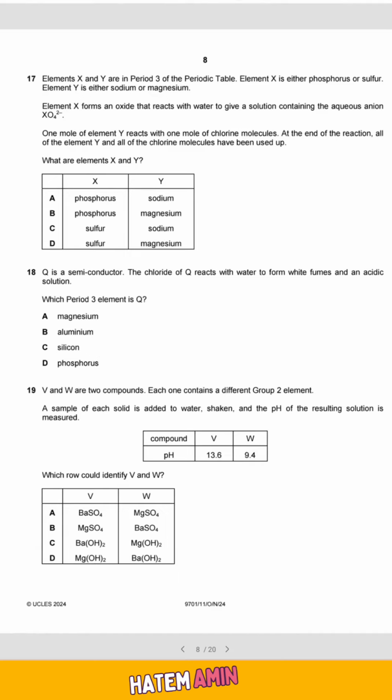Question 17. Element X and element Y are in period 3 of the periodic table. Element X is either phosphorus or sulfur. Element Y is either sodium or magnesium. So he gives us some information about element X and element Y, and he needs us to detect them.